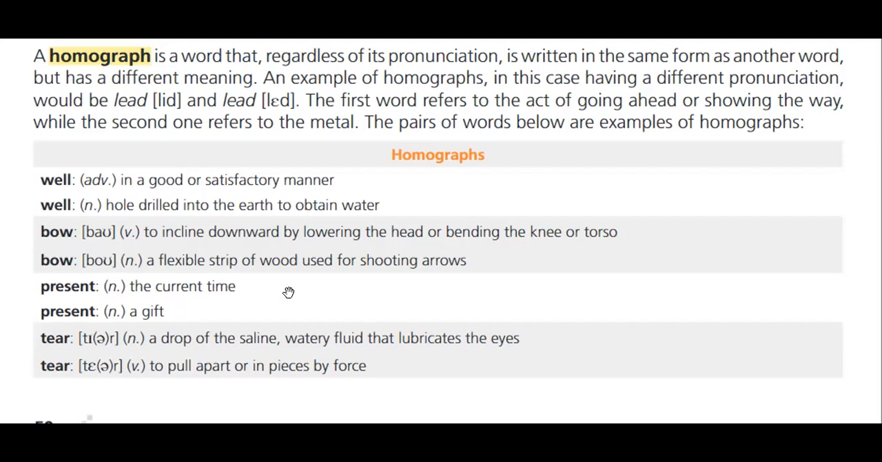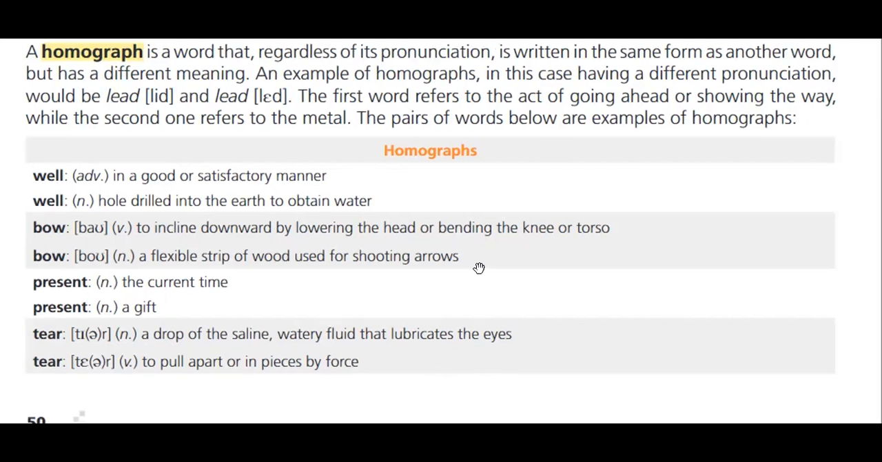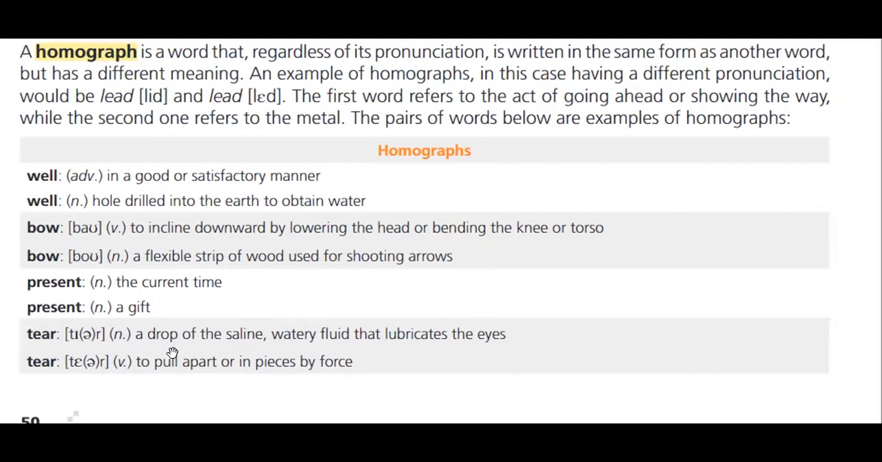The current time is the present: past, present, and future. And the other one is a gift. You can say, I'm going to give you a birthday gift or a birthday present. And tear and tear. You see the differences between one and the other. And if you have doubts, you can find more definitions online.